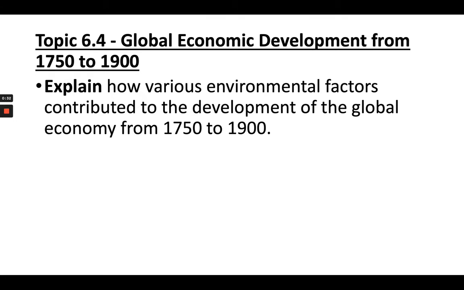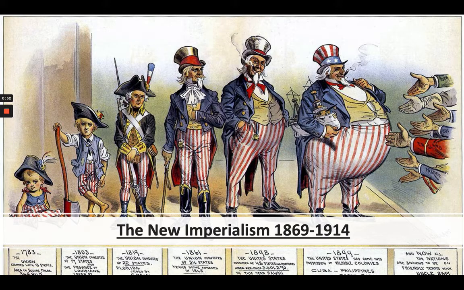This lines up with topic 6.4 in our AP course description, looking at global economic development. So you will be able to explain how various environmental factors contributed to the development of the global economy from 1750 to 1900. Okay, let's get started.